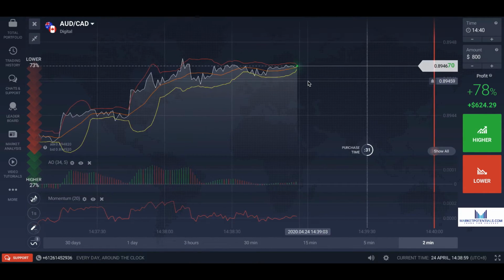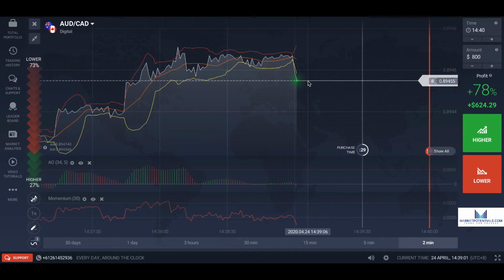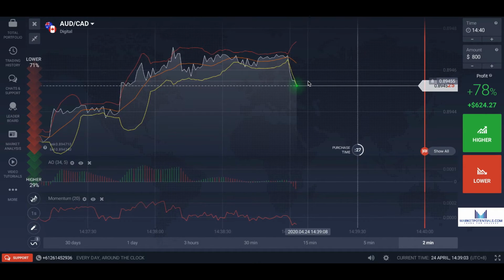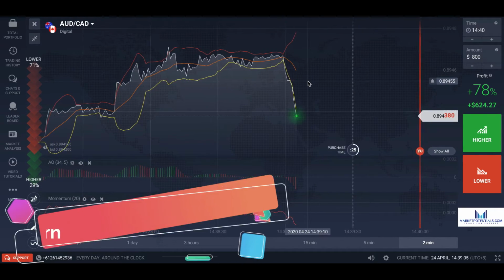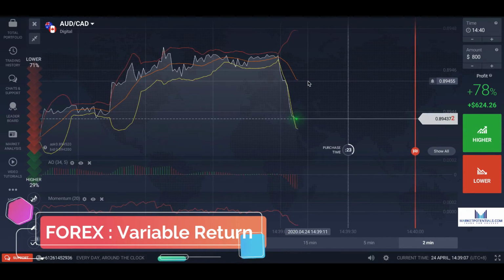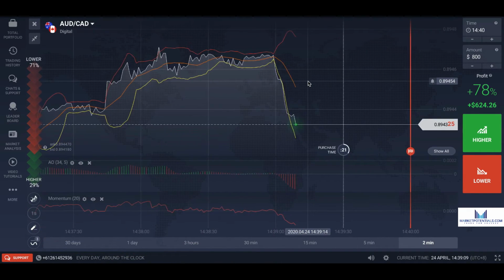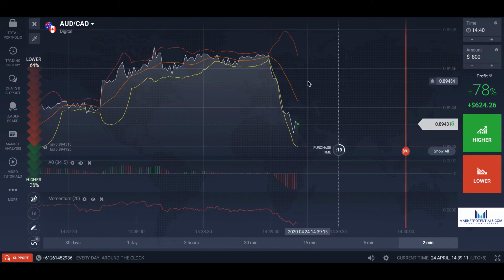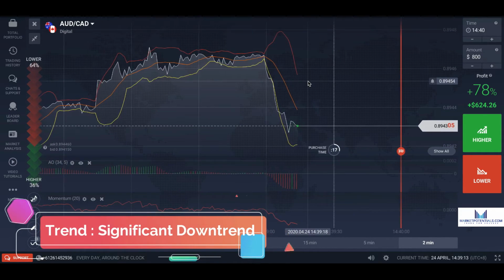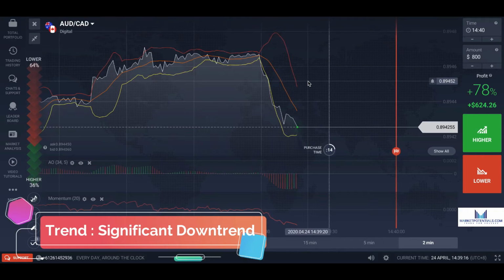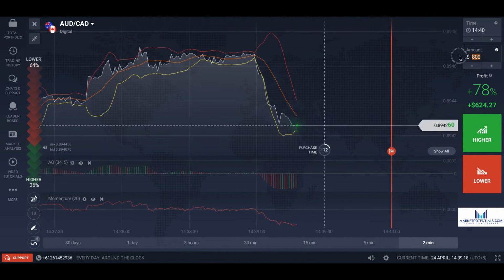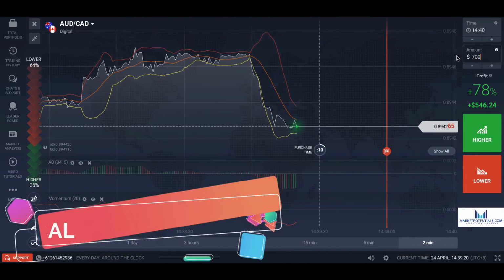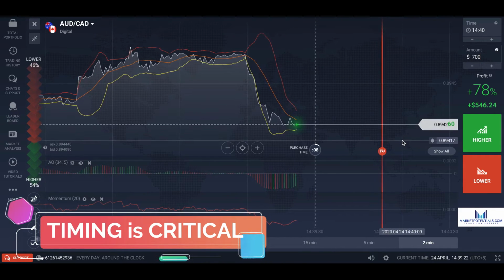I am also fairly experienced in Forex trading, but in Forex trading, the returns can vary quite greatly. As we speak right now, you can see a trend that's developing. This is the kind of stuff that I like to look for. But again, in binary option trading, a lot of it depends on timing. So let's make that 700.